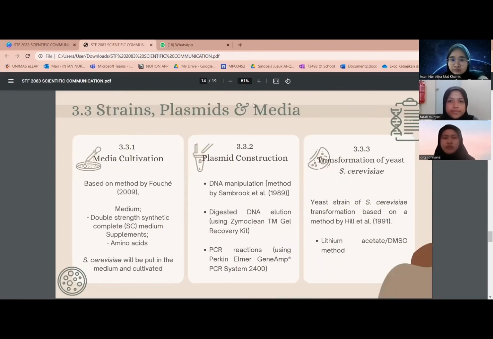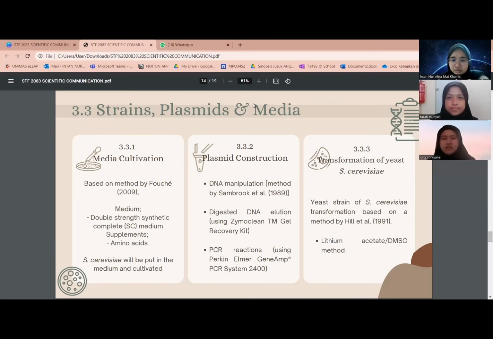For the strains, specimen, and media, the STF2083 strain that will be used is obtained from a study by Fuchs. The preparation method will be based on a method by Fuchs. The media that will be prepared is 20 milliliters of double-strength synthetic complex (SC) medium containing yeast nitrogen base without amino acids and ammonium sulfate, glucose, and ammonium sulfate. Amino acids will be supplemented to the media, buffered at pH 6, and the STF2083 strain will be put in the medium to be cultivated.